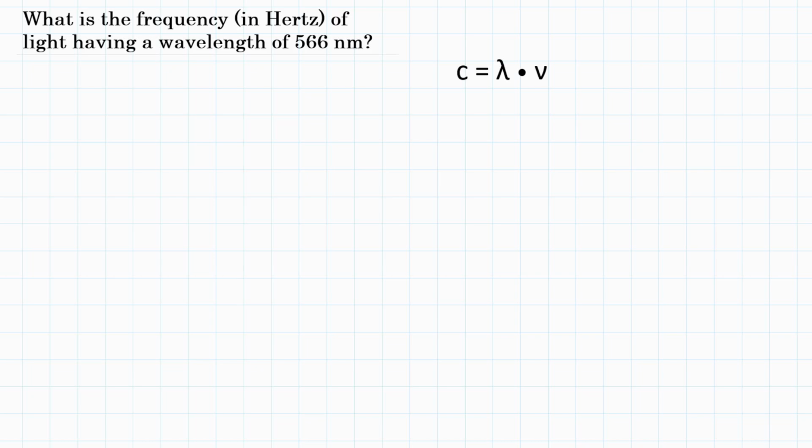All right, everyone, what is the frequency in hertz of light having a wavelength of 566 nanometers? So the problem gives us one bit of information, that is 566 nanometers is our wavelength. Wavelength is denoted as a lambda, Greek letter lambda. Okay, so we have 566 nanometers for our wavelength. And the problem is asking for frequency.